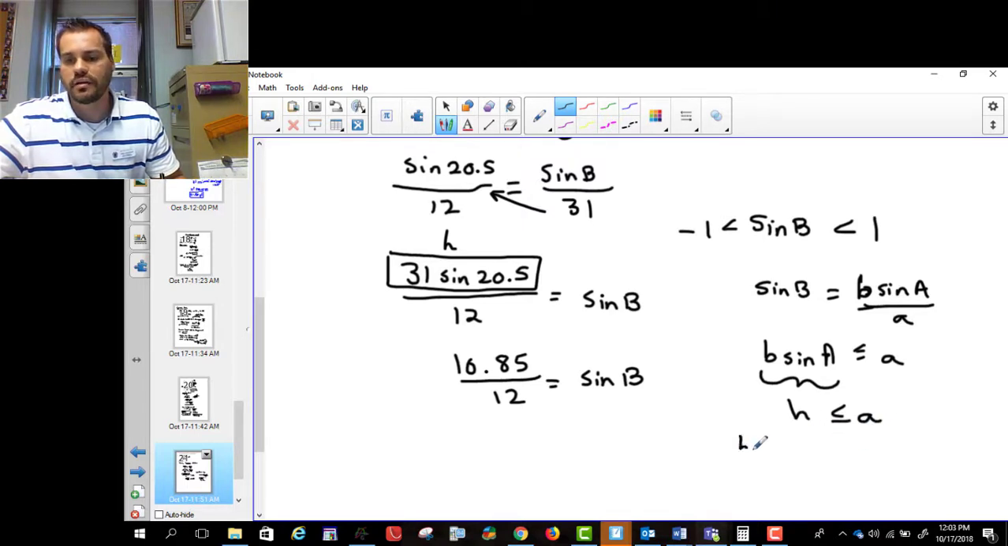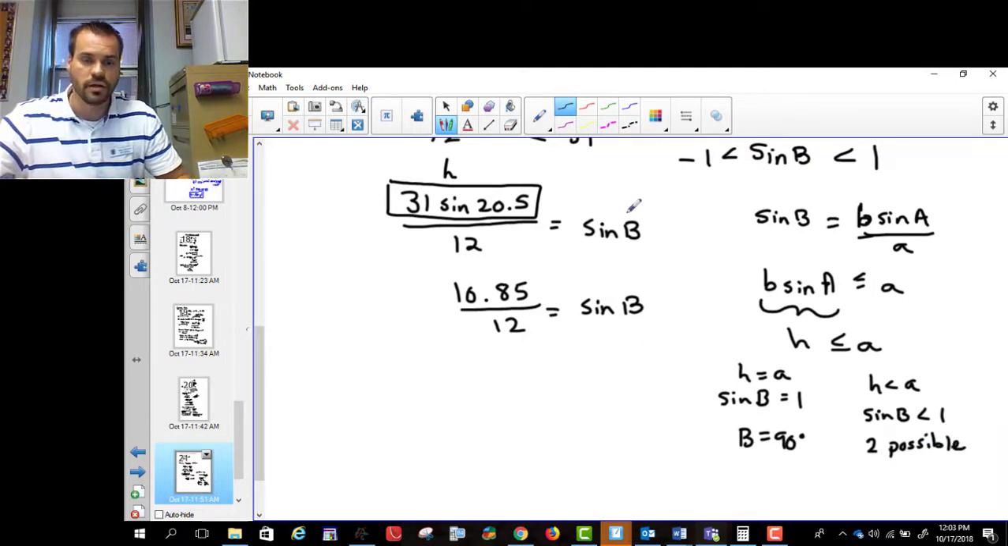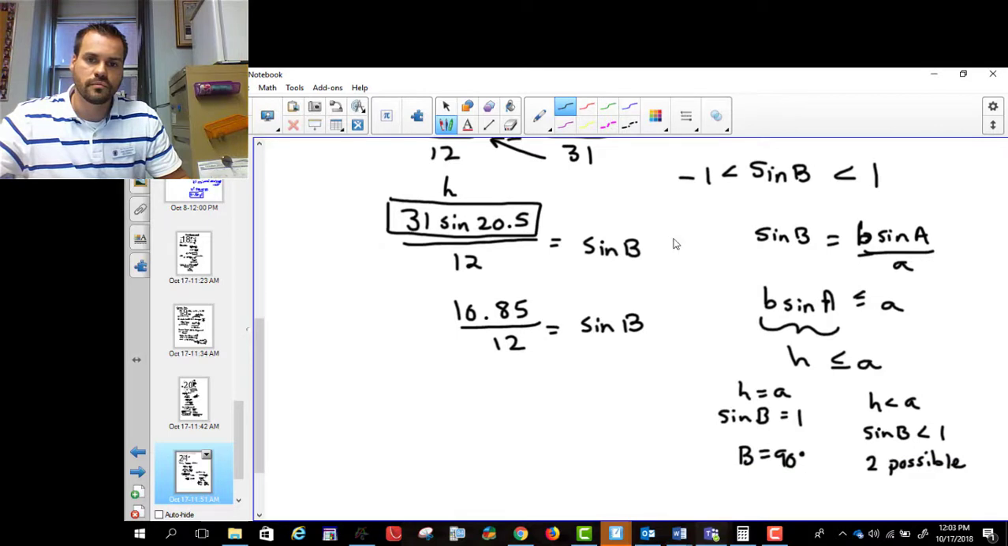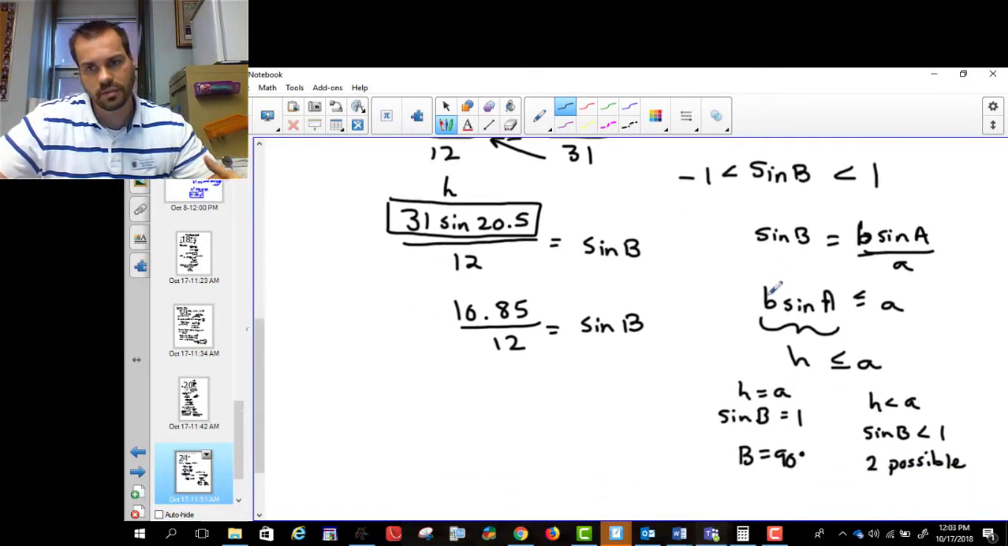If it's equal to a, then we get that sine B is equal to 1. All right? And that means that B is 90 degrees, so it makes a right angle triangle. If we get less than a, then sine B is less than 1, and that means we get two possible answers. So that's just another way of looking at the ambiguous case, in terms of the algebra involved. Okay? I'm not trying to confuse you or give you more information than you need, but that is another way of looking at the ambiguous case, that we need this formula here to be either less than or equal to 1.